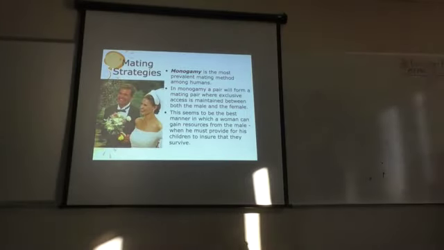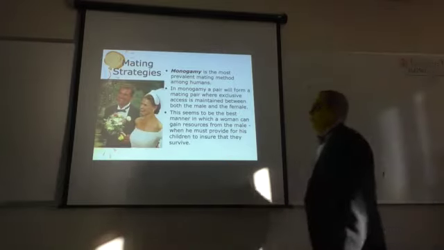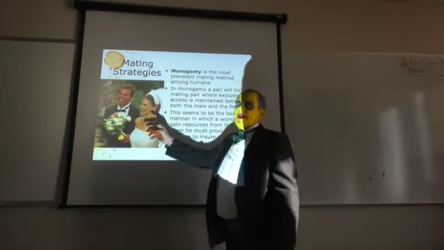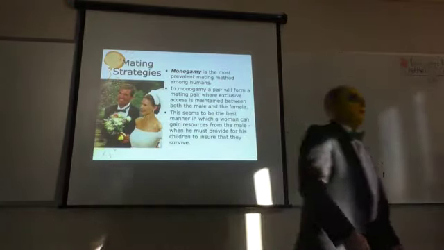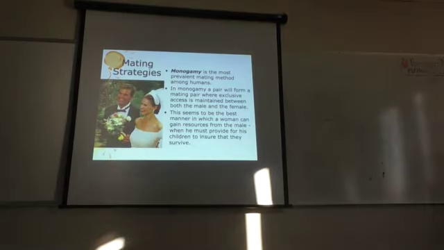Monogamy, of course, is the most prevalent mating method among humans. In monogamy, a pair will form a mating pair where exclusive access is maintained between both the male and the female. Now, we're talking about exclusive access. The reality is that she represents babies and he doesn't represent anything at all. So in a monogamous situation, theoretically she should only be mating with him, but the reality is, of course, that's not what happens.